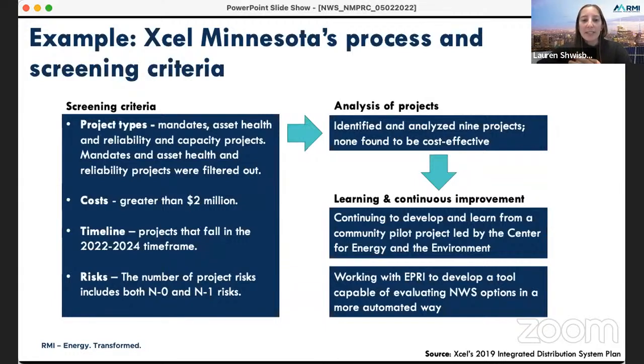But what makes me confident that this process will continue to evolve and find projects that are cost effective in the future is really this bottom right set of activities. First, in parallel, the utility is pursuing a community-based non-wires pilot and really learning from that as they go. So not waiting on finding that perfect first opportunity, but pursuing a pilot and learning by doing as they refine the screening. Second, there's a commitment to refine the screening approach. So they're working with EPRI on developing a more advanced and automated screening tool to mesh with their distribution system planning tool.